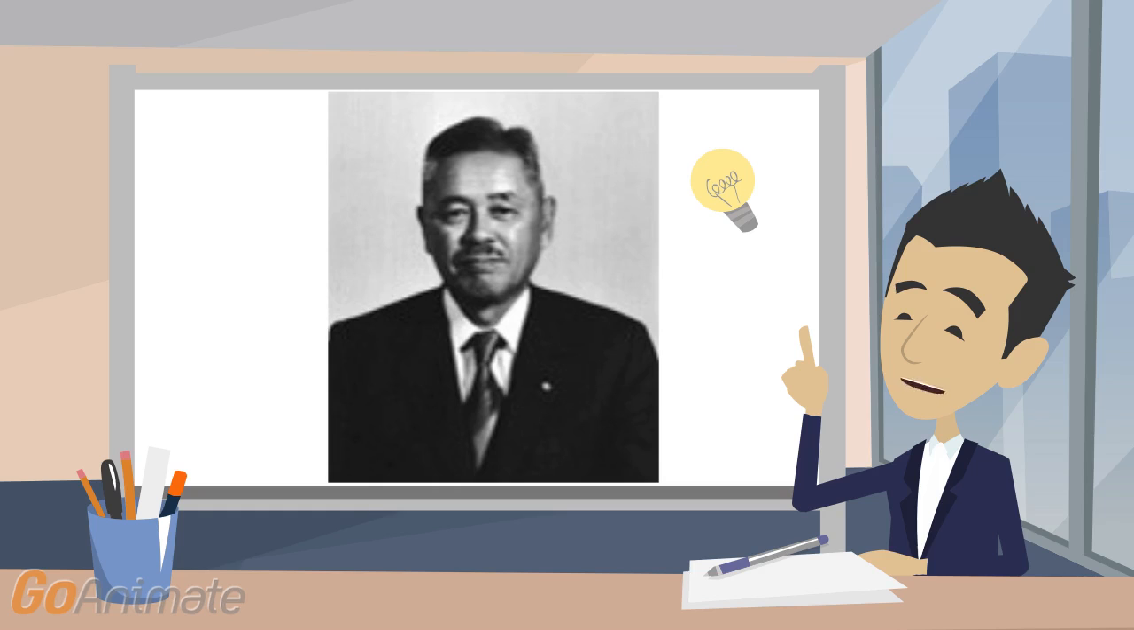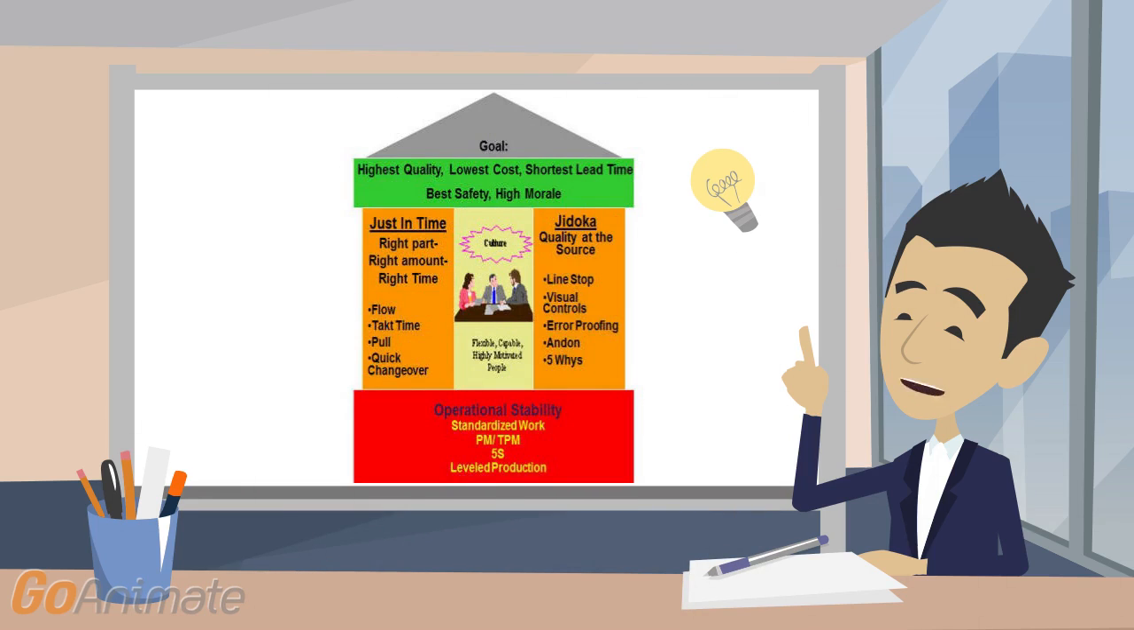After studying Ford for years, he created a manufacturing system that focused on reducing cost by eliminating waste. Hence, the Toyota production system was born. The Toyota production system is often depicted as a house because it is a structural system rather than simply a set of tools. Let's take a closer look at this system, and we'll begin with the goal.